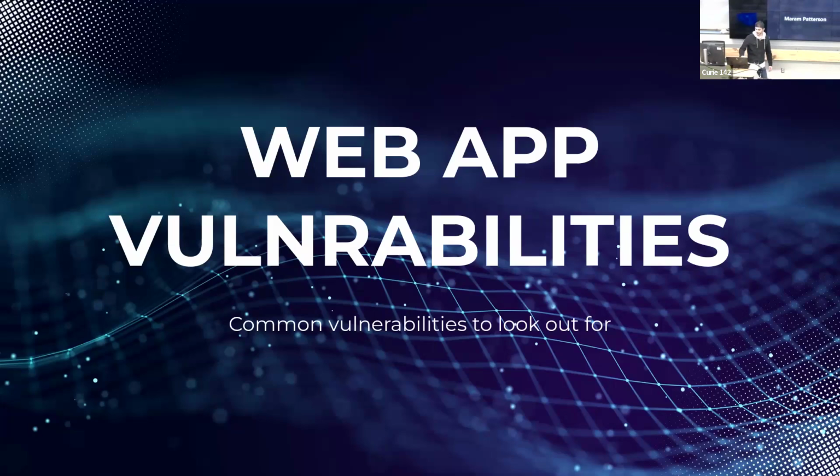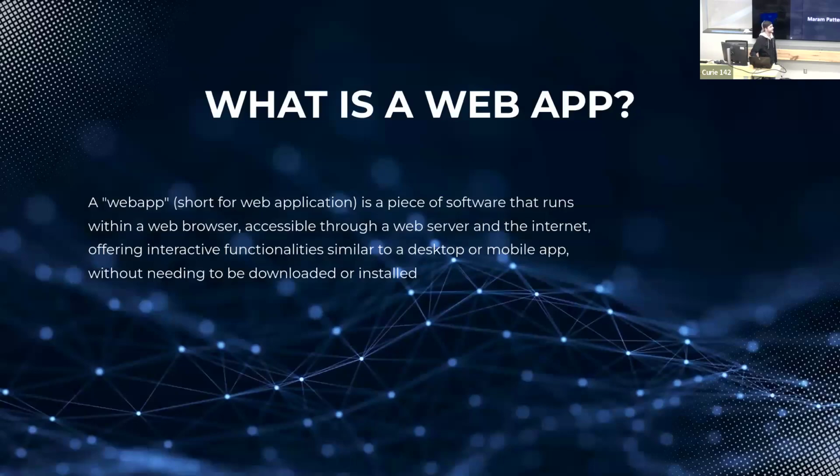All right, so we'll get started on this. So today we're doing web app vulnerabilities. So common vulnerabilities to look out for. First of all, what is a web app? Y'all probably already know what it is, but a web app is a piece of software that runs within a web browser. It's accessible through a web server, so it's just a server connected to 443 or port 80, and it spits you back a web page. That web page will have some code on it that will run in your browser, and also links to images and stuff that the web page may need, and you'll request that.